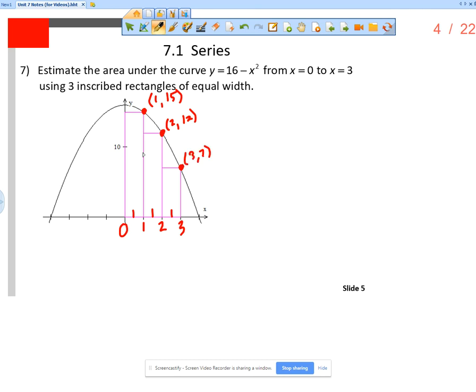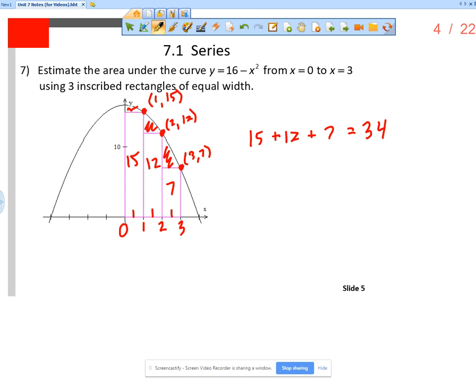All right, so what's the area? Well, this is 15 tall, 1 wide, so it's 15. This is 12 tall, 1 wide, so it's 12. This is 7 tall, 1 wide, so it's 7. So the area under the curve from 0 to 3 is going to be 15 plus 12 plus 7. So 15 plus 12, 27, plus 7 is 34. All right, so that's our estimate. Now, we know that the actual value is going to be greater than 34, because we have missed these values by using inscribed rectangles.